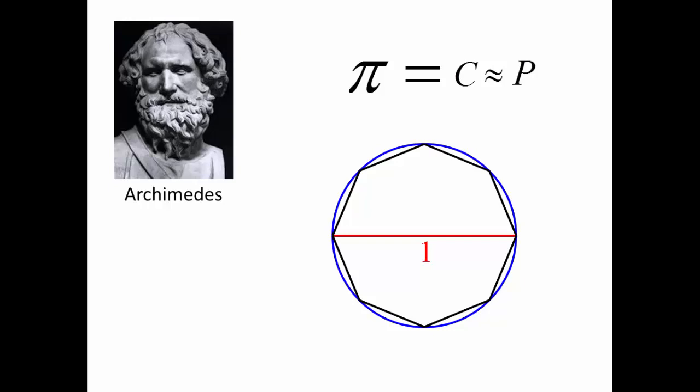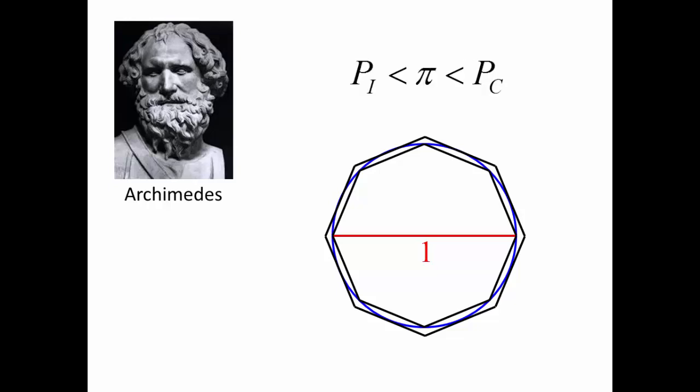To get the upper bound, draw a polygon on the outside. If we have a polygon on the inside representing an answer that's too small, and a polygon on the outside of the circle representing an answer that's too big, then we can say that pi is between the perimeter of the inside polygon and the outside polygon. In other words, inscribed versus circumscribed polygons. So Archimedes was able to estimate the value of pi using this method, but he didn't stop here.